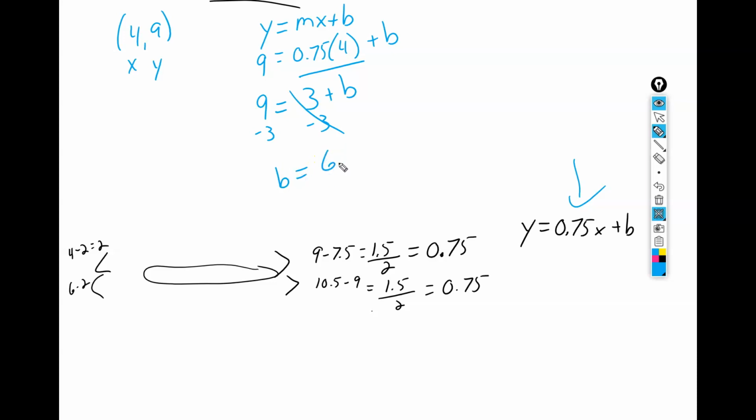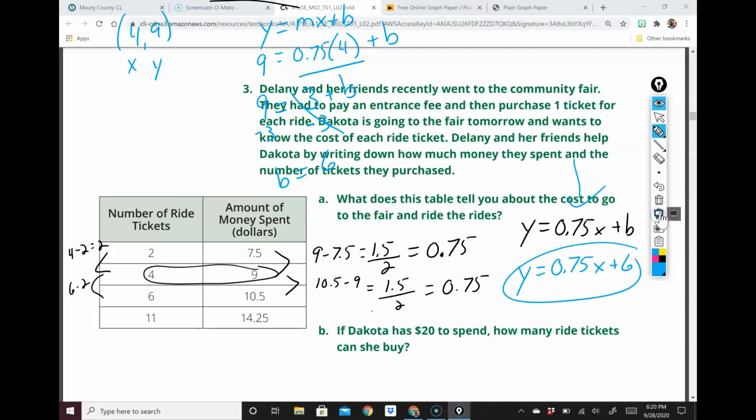Now keep in mind that your y-intercept is your starting point. So this is when you enter the gate and you have to purchase your ticket to enter the fair. So 75 cents for each ticket plus a $6 entry fee. So part A, what does the table tell you about the cost to go to the fair? The cost is going to be $6 and each ride is going to be 75 cents.